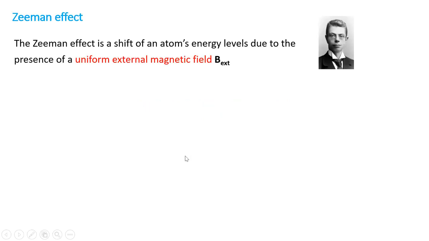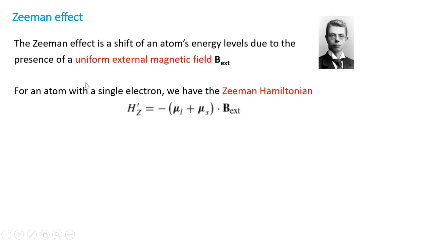So the Zeeman effect, this is a picture here of Peter Zeeman, who first studied this effect back in the early part of the 20th century. The Zeeman effect is a shift of an atom's energy levels due to the presence of a uniform external magnetic field, which we call B external. So we apply a uniform external magnetic field to an atom, and we see a shift of the atom's energy levels. Okay, so how does that work?